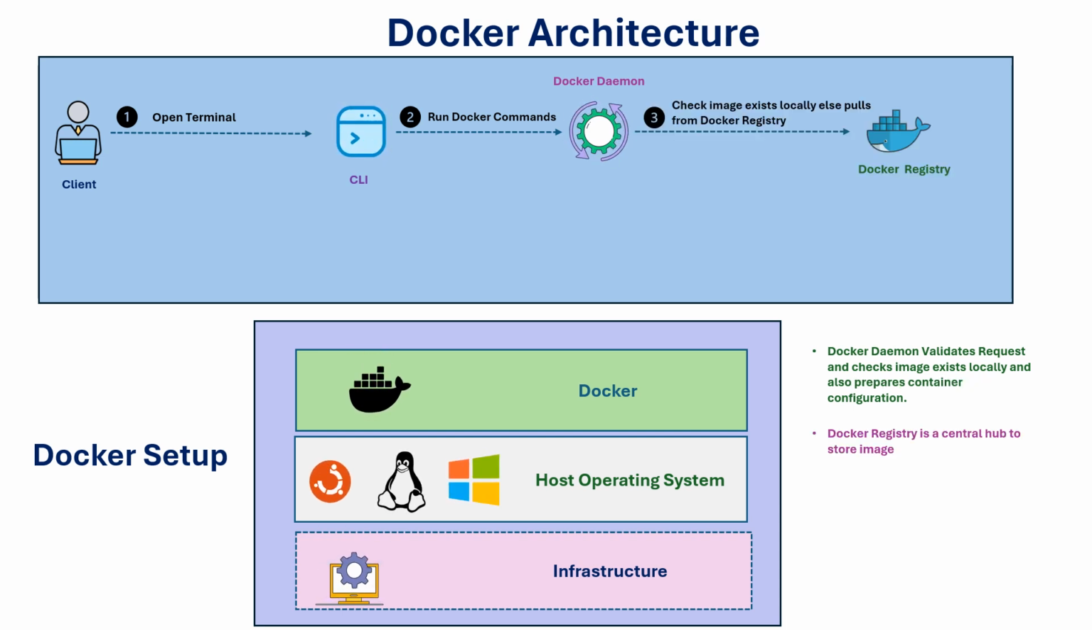Now the Docker daemon validates the request, checks whether the image exists locally or not, and also prepares the container configuration. If you see in the diagram, on the third step, the Docker daemon checks whether the image exists locally or not, else it pulls from the Docker registry. And the Docker registry is a central hub to store all the images. Once the image is available in the Docker registry, that image will be downloaded to the host machine.